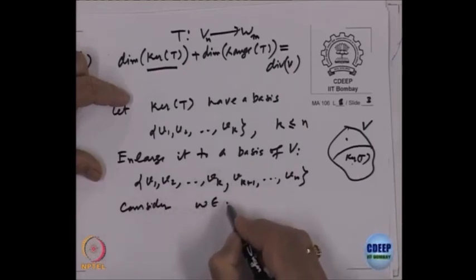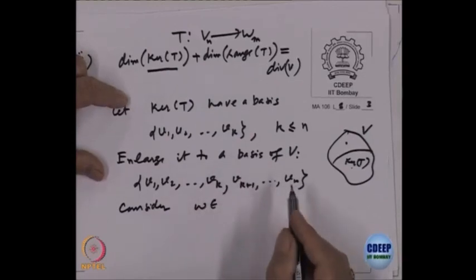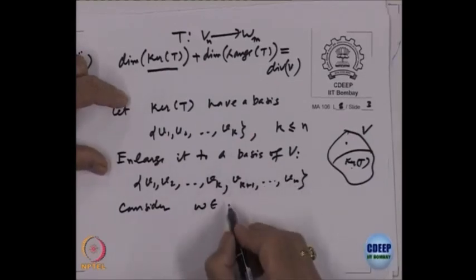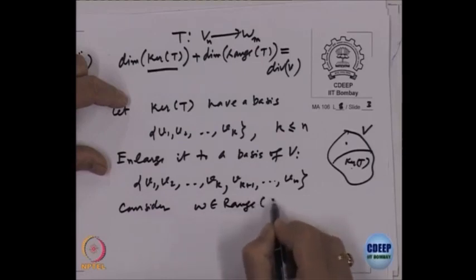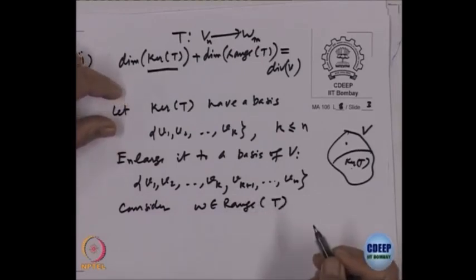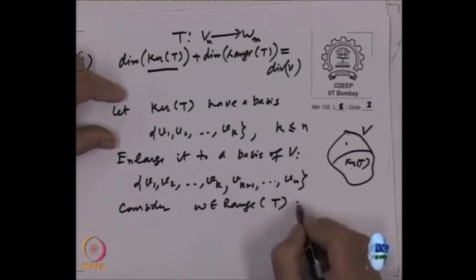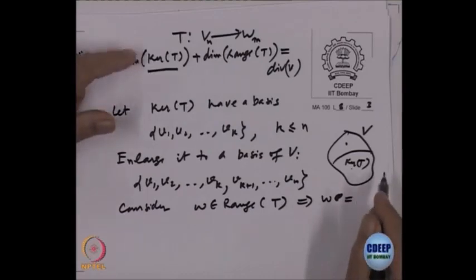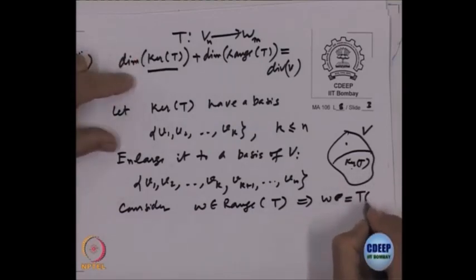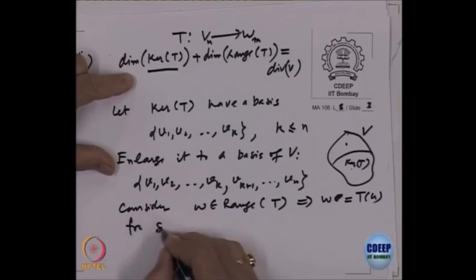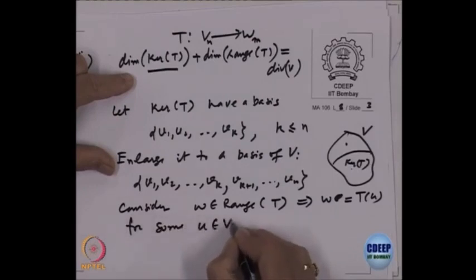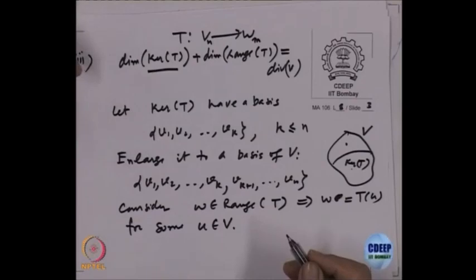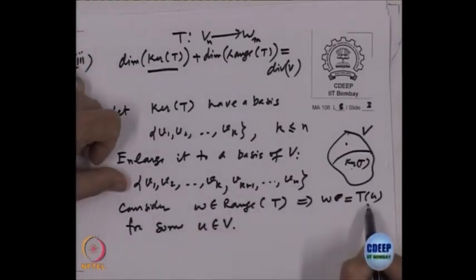Any W belonging to the range of T. Let us take any W belonging to the range of T. That implies W must be equal to, if W is in the range, it must be the image of something, T of U for some U belonging to V. Is that okay? If W is in the range, it must be the image of something. Now, I have got a basis of V and U belongs to V, right.